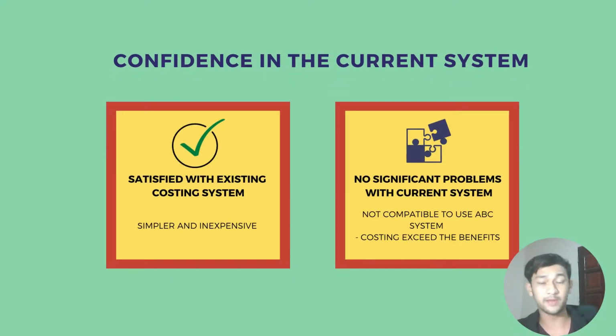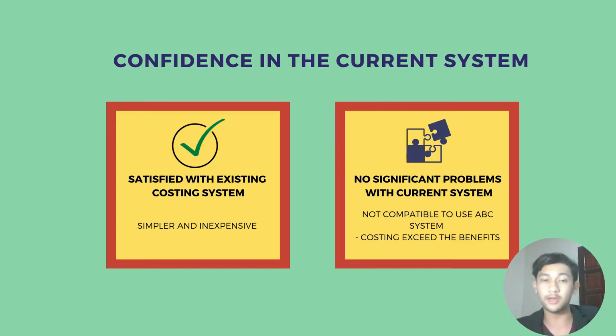Last of the main barriers that have been highlighted in the article that I will explain to you is the confidence in the current cost systems. This is probably happening because of two reasons. One of the reasons is satisfaction: the SMEs are satisfied with their existing costing systems. And the second reason is there are no significant problems with the current system that require the implementation of the ABC. This actually implies that SMEs are complacent with their existing approach, which is probably simple and inexpensive. So it is not necessary to implement the ABC in their enterprise.